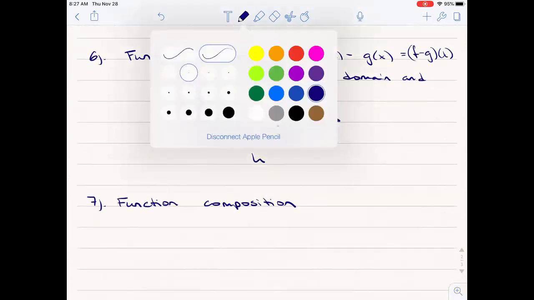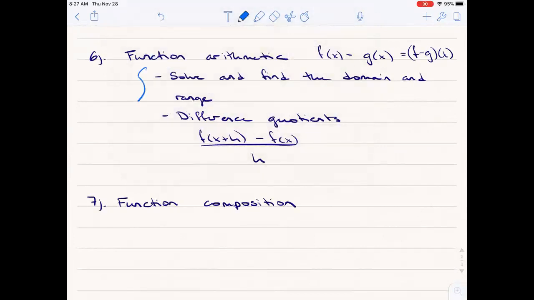Oh, I should highlight here. It's one of these. Right. Probably more like that one.